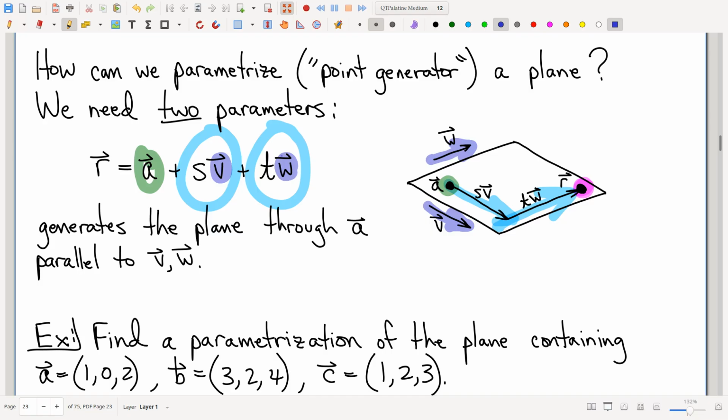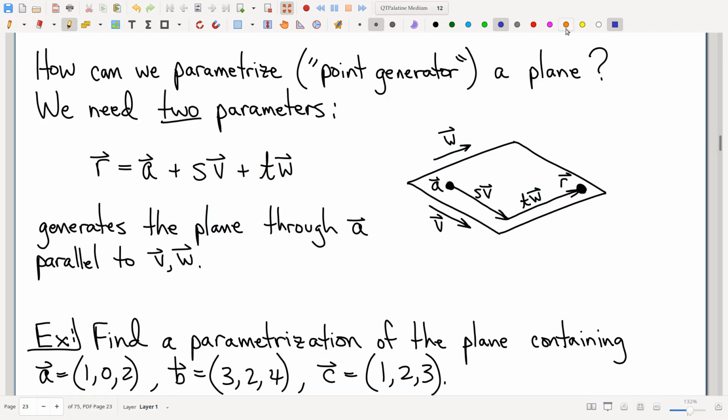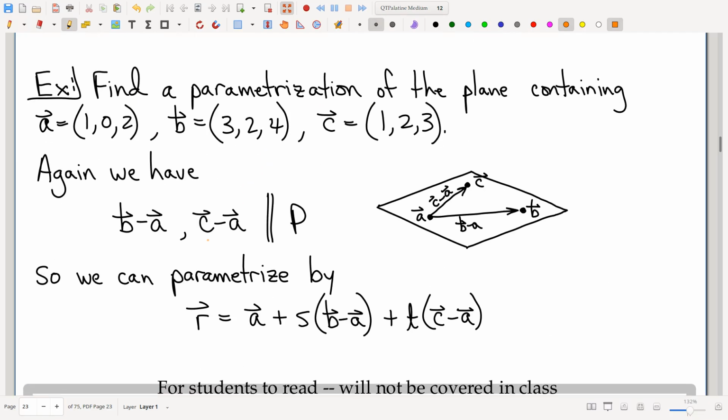Okay, so this always generates points on that plane, and you can see that it does so with two parameters, S and T. Any value of S, any value of T will always produce a point on the plane, and every point on the plane will be produced by some values of S and T. So it's just like a parametric curve. It's just that there's two parameters instead of one, making a two-dimensional plane instead of a one-dimensional curve. How we doing? Okay. All right, quick example.